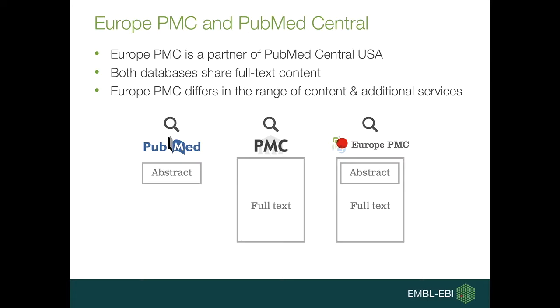Europe PMC is a partner in PubMed Central International, sharing full text content with PMC USA. Like PubMed and PubMed Central, Europe PMC also has a web interface for literature searches. Where Europe PMC differs is that we combine both PubMed abstracts and PMC full-text articles in one search interface. We supplement it with additional resources and layer some innovative services on top. One example would be the Annotations API.